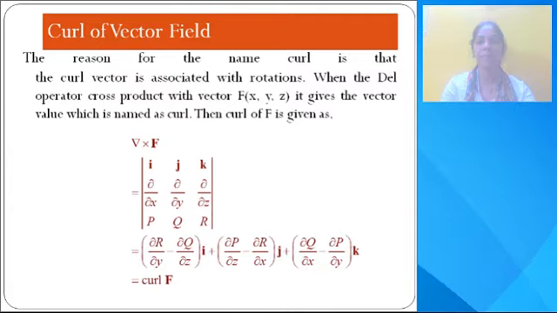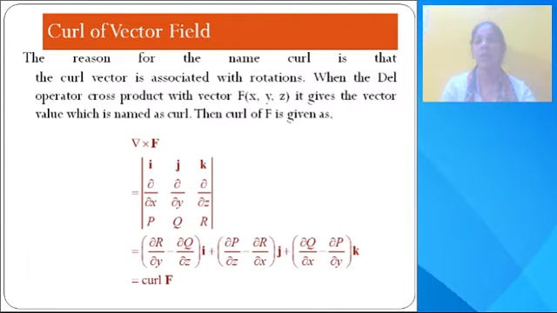Now the next important one is the curl. In divergence, del operates with the vector quantity. In curl, again this del operates with the vector quantity. The difference is what? In the previous case it operated with the dot product, but now these two, that means del and the vector quantity, operate with a cross product, and the resultant is called curl of a vector quantity.